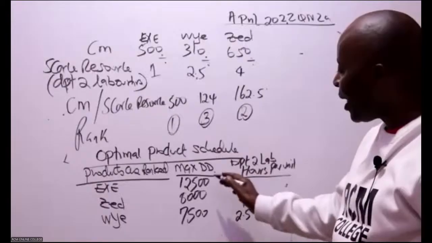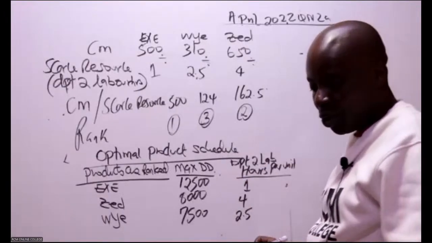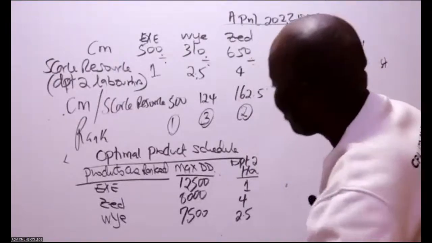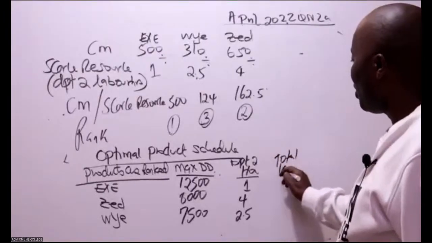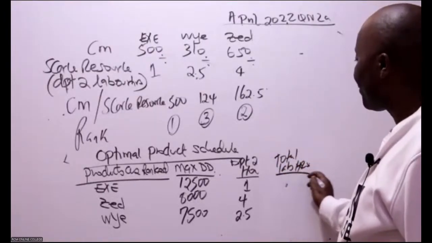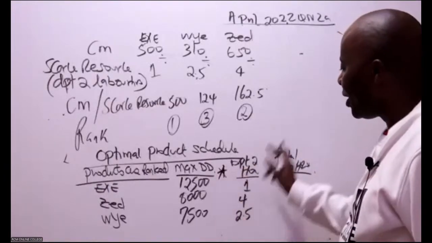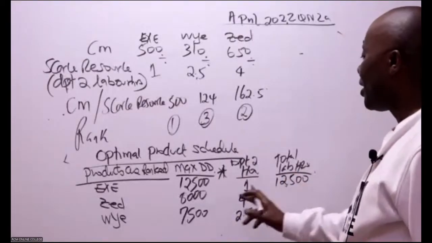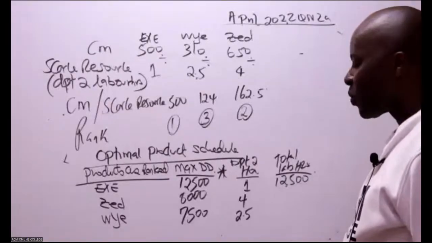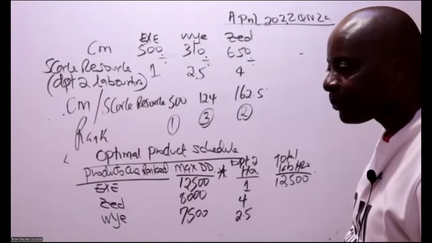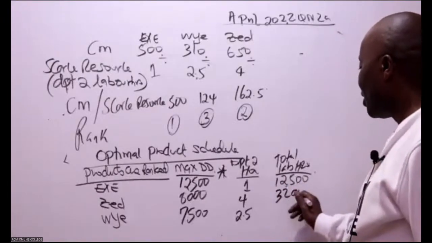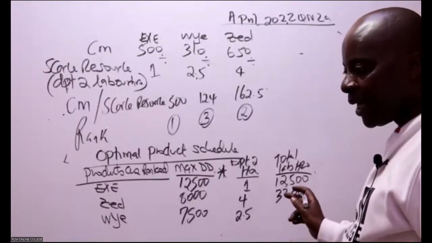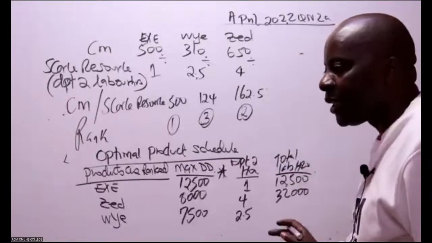So remember, these are per unit. Go ahead and multiply to give us total labor hours. So you multiply this with this. The first one is 12,500. The second one will be 8,000 times 4, which is 32,000. And then the last one will be 7,500 times 2.5, which gives us 18,750.